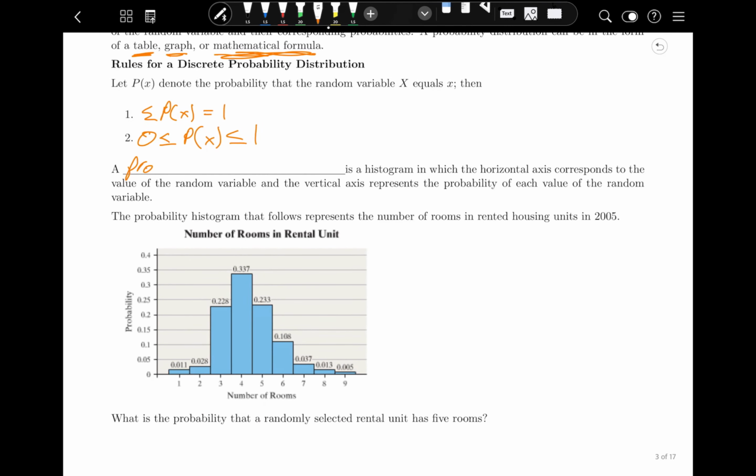A probability histogram is a histogram in which the horizontal axis corresponds to the value of the random variable, and the vertical axis represents the probability of each value of the random variable. These are almost identical to the idea of a relative frequency histogram. There's really almost no difference between the two. They're really the same thing, so this works the same as a relative frequency histogram.